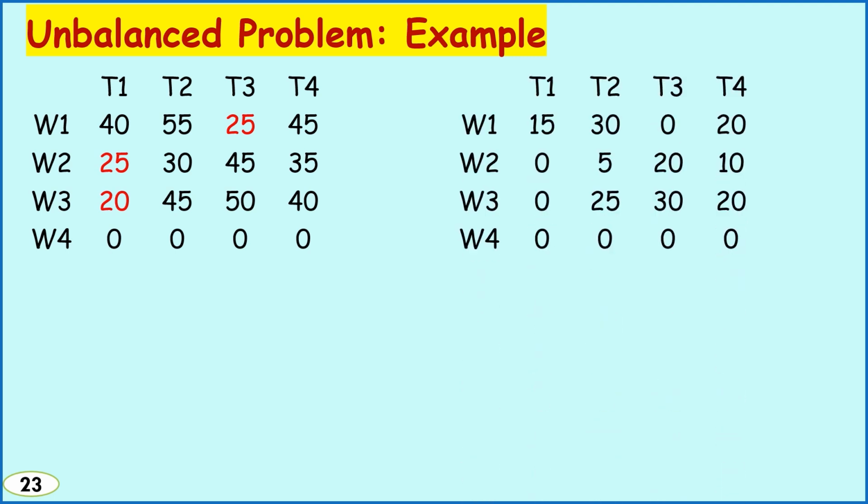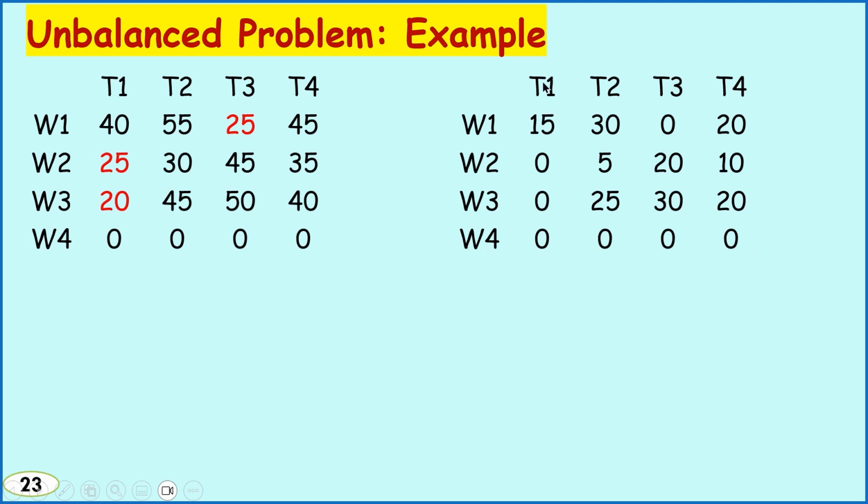So then we will subtract the minimum value from the first row, so that is 25. So 40 minus 25 is 15, 55 minus 25 is 30, 25 minus 25 is 0, 45 minus 25 is 20. In a similar manner, in the second row, you subtract 25 from every element, and in the third row you subtract 20 from every element. So then you will get the new matrix.